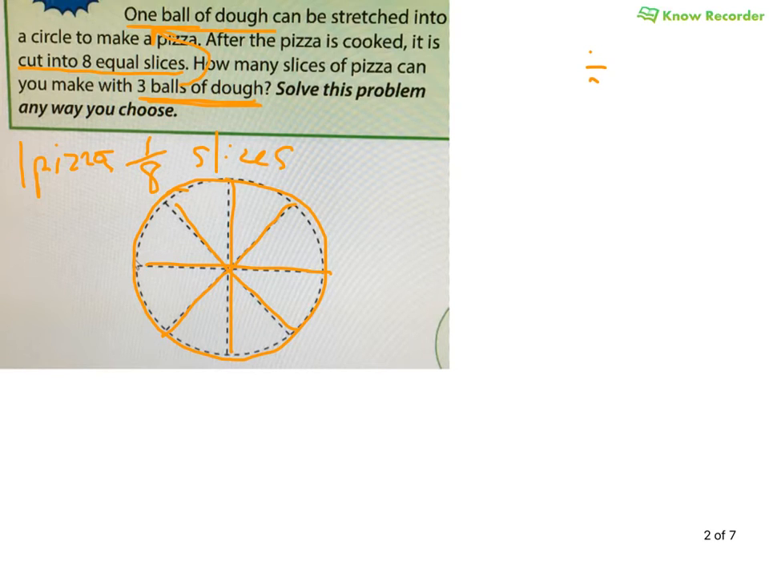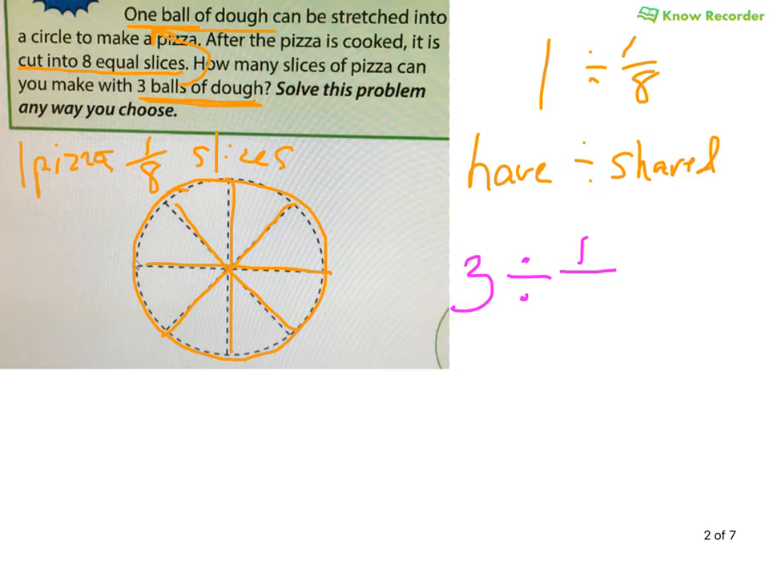What else did I realize? One pizza is divided into 8 slices. But that's just one pizza. I also have to remember that whenever I divide, it's what I have divided by what's being done or how it's shared. So I have 3 balls of dough. This was great for 1 being cut into eighths, but now it's 3. So setting up the problem correctly, I'm going to have 3 balls of dough, and they're still all getting divided by eighths. That hasn't changed.